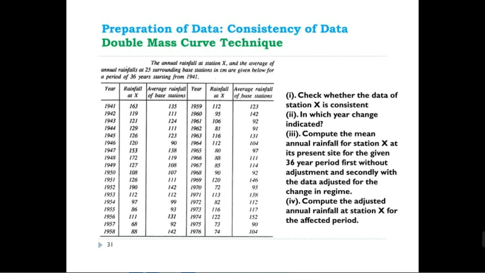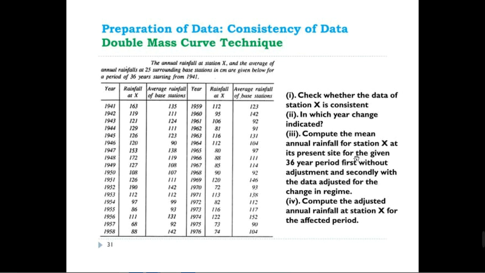Some of the questions. Annual rainfall at station X and the average annual rainfall at 25 surrounding base stations are given below for a period of 36 years starting from 1941. The year, the rainfall at X, and the average rainfall at the base stations. These are the given data. Check whether the data is consistent. In which year is the change indicated?